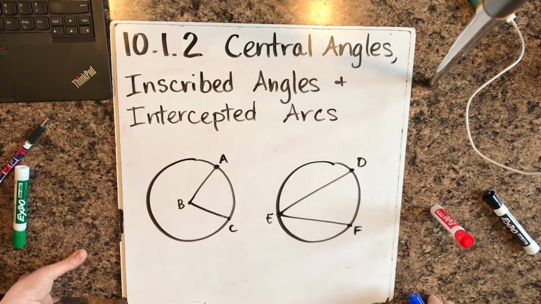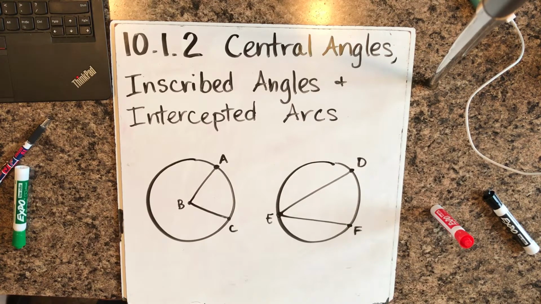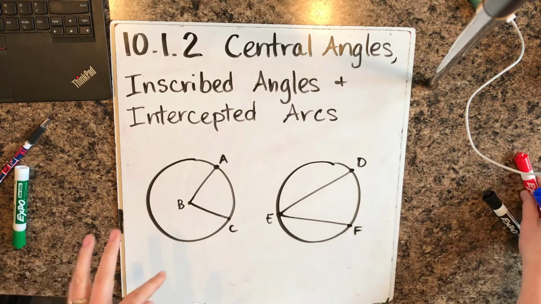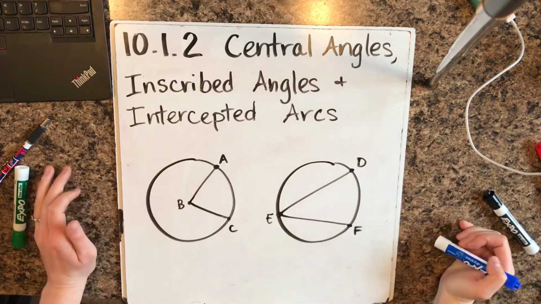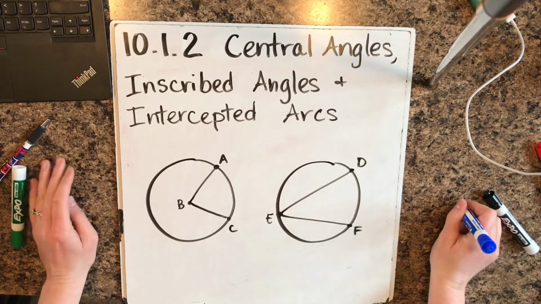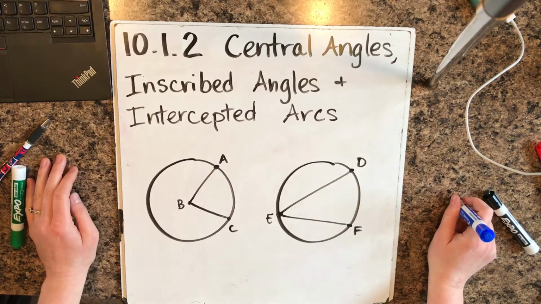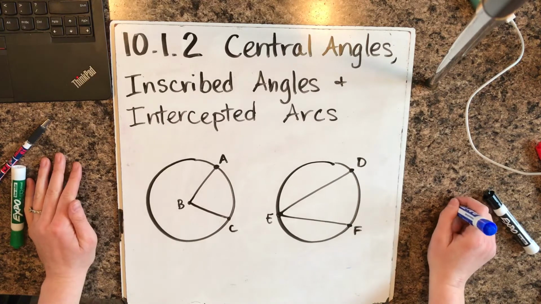Okay, here we go. So our lesson 10.1.2, central angles, inscribed angles, and intercepted arcs. Again, before we left school to do virtual learning, we already talked about this in class. But if you were absent one of the last couple of days, you probably missed this lesson, and it's got some important stuff in it.